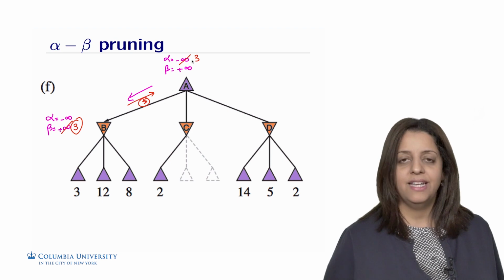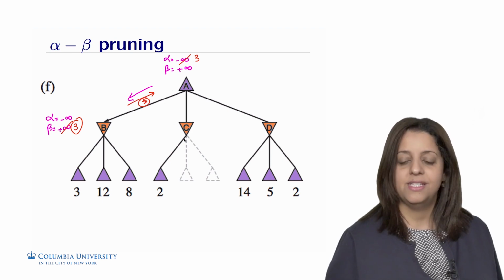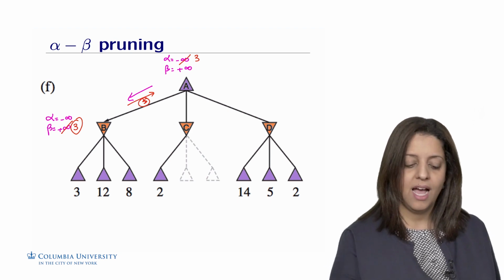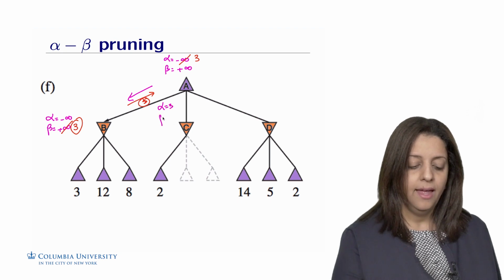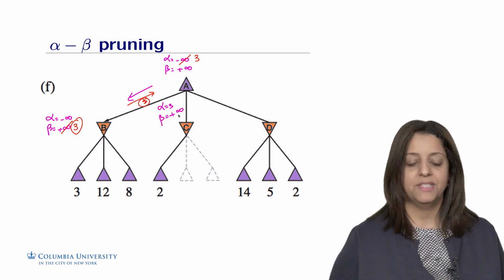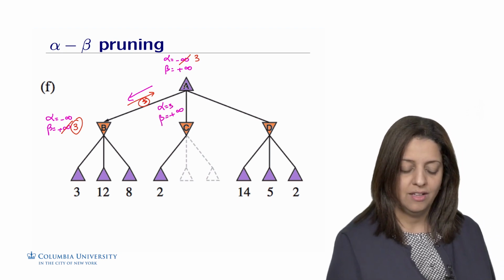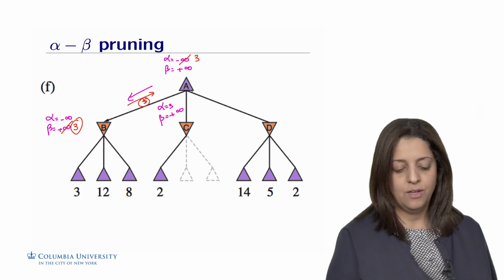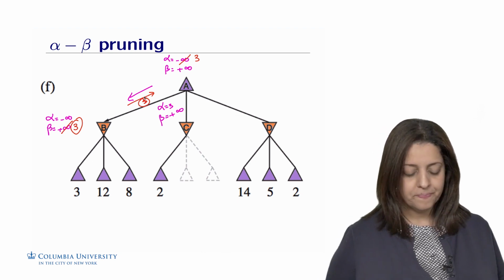We're going to start again with the node C here. In this case, we're going to send down alpha equal to 3 and beta equal to +infinity, because we have a better choice for alpha, as I said. The max value among these 3 children is so far 3.